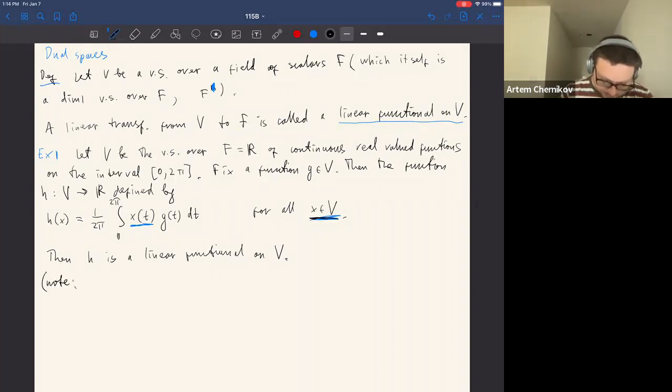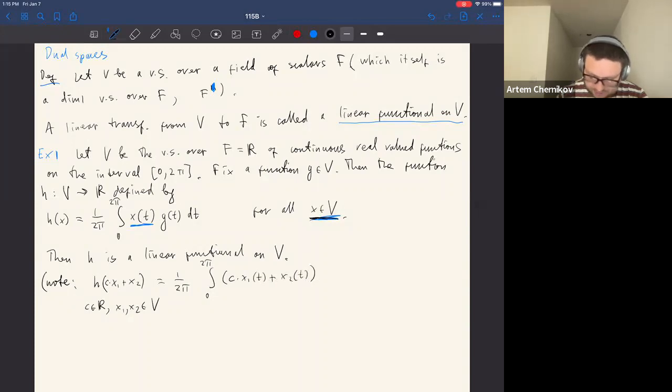Because if we want to calculate h of, let's say, c times x1 plus x2, where c is a scalar, so just a real number, and x1, x2 are some continuous functions, right? Then this has to be the integral 1 over 2 pi, the same, yeah, but now I have c times x1 of t plus x2 of t, right? Times g of t dt. And now we can just use that integration is linear.